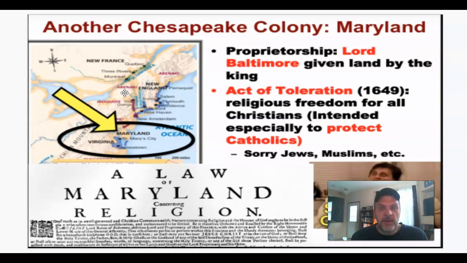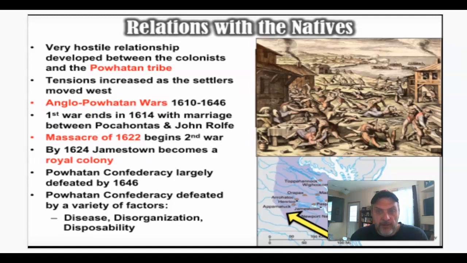It was professed to be a colony open to, like I said, many religious denominations, but it was intended especially to protect Catholics. So if you were Jewish or if you were Muslim, you weren't necessarily protected under the law. All right. So that was the colony of Maryland, and we'll talk about Maryland a little bit more. But Lord Baltimore was the proprietor there. That was a proprietorship.